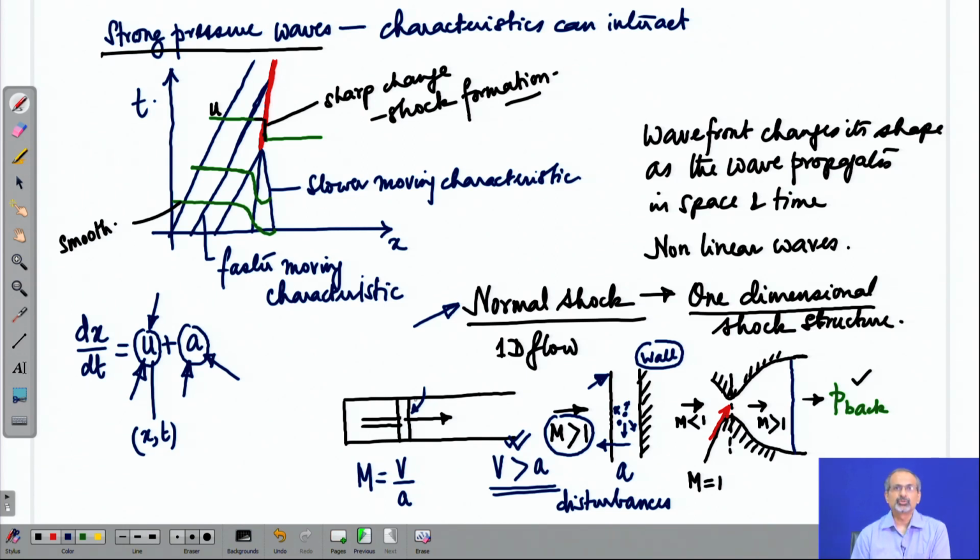In nature, we also observe shocks which are tilted to the flow direction. Those are called as oblique shocks. We will deal with them in due course.